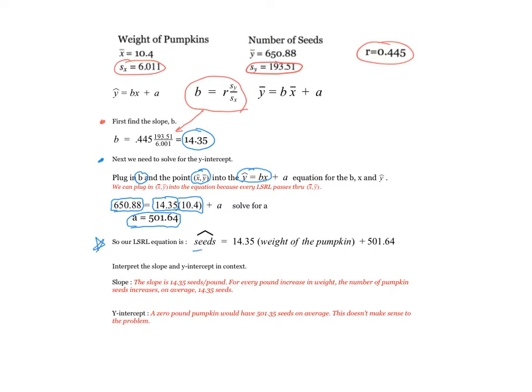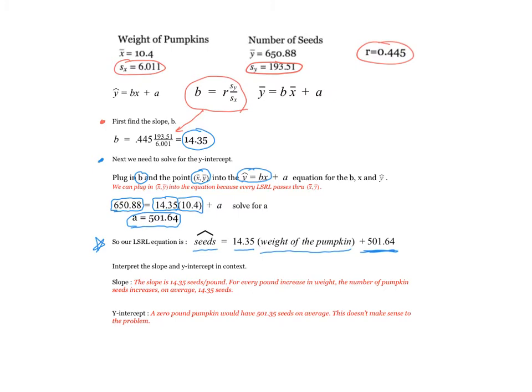So now I can write my least squares regression line equation as the predicted number of seeds equals the slope times the weight of a pumpkin plus 501.64, the y-intercept. Okay, so now I can make predictions for how many seeds I'm going to get out of the pumpkin by plugging in weights of pumpkins.